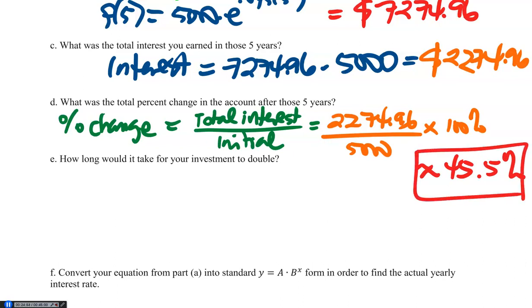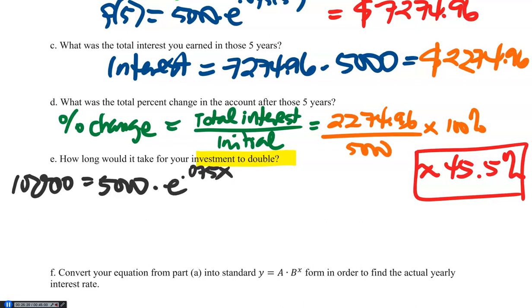How long will it take for your initial investment to double? So your initial investment was 5,000. To double it, it would be 10,000, right? So let's use e to the power of 0.075x, then solve for x. If we divide both sides by 5,000, 10,000 over 5,000 is equal to 2.